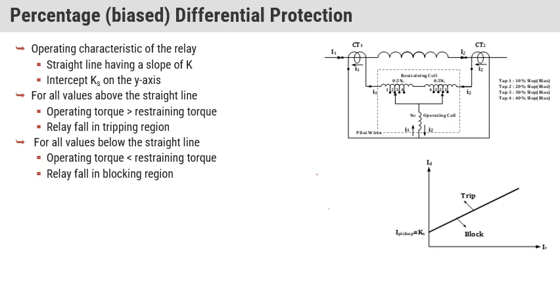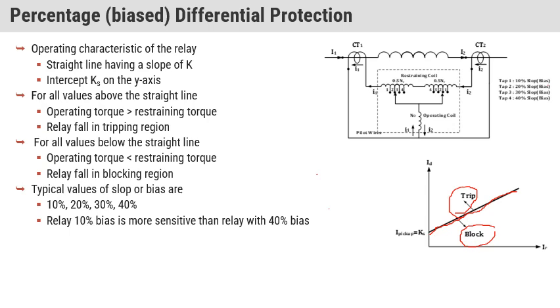For all values above the straight line, the operating torque is more than the restraining torque, and the relay falls in the tripping region. All points above this particular line are in the trip region, and below this line we have a block region. So the relay falls in a blocking region when operating torque is less than the restraining torque.